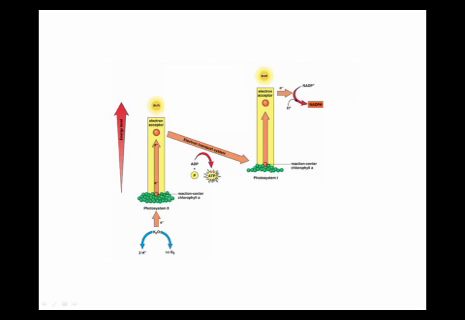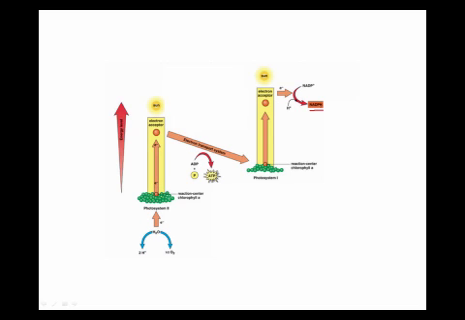After this electron is excited the second time, it is passed over to an NADP molecule, and that NADP molecule is reduced to form NADPH. Again, this is the non-cyclic pathway because the electron that began in water eventually is passed over to NADPH.